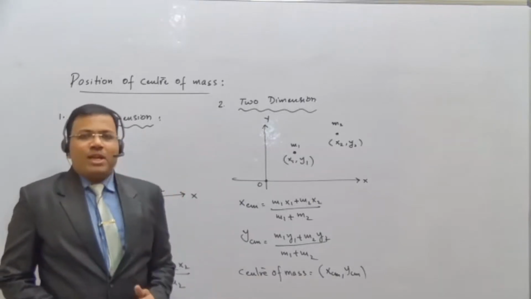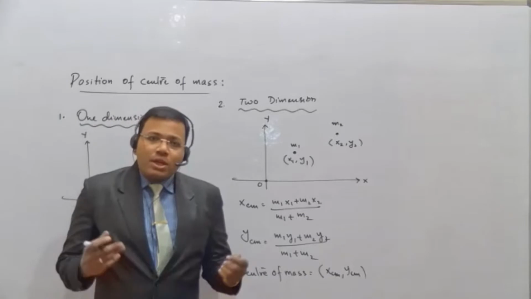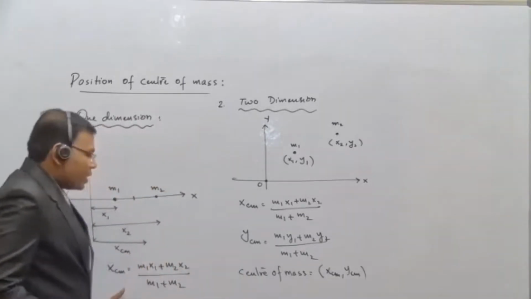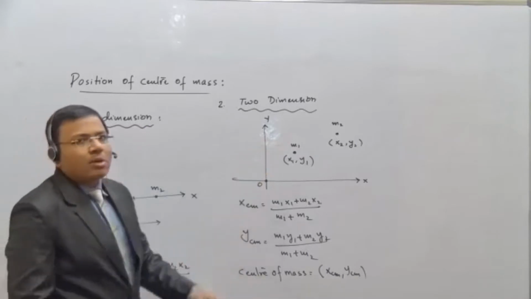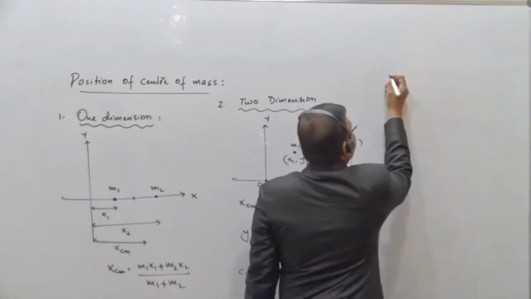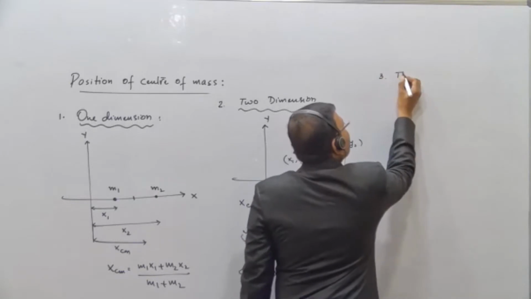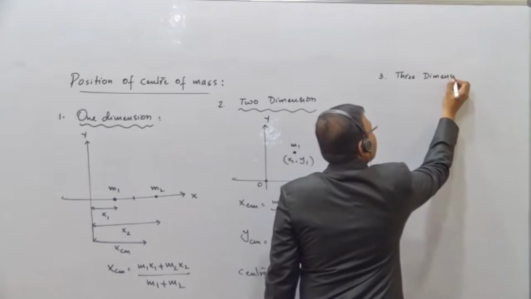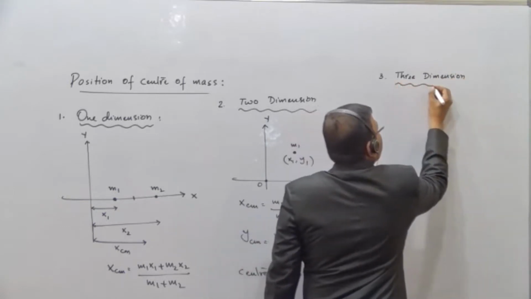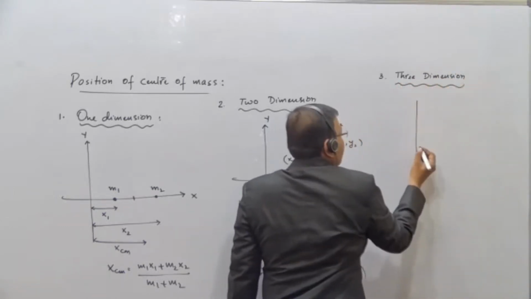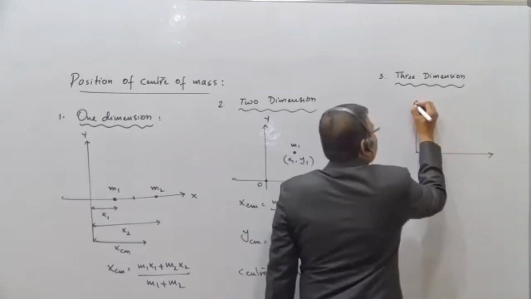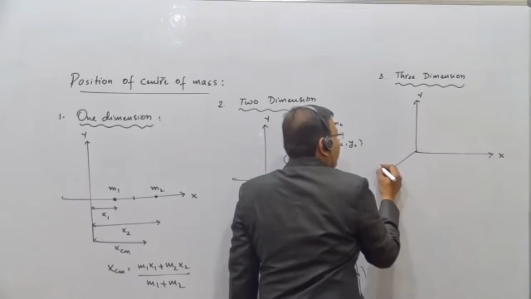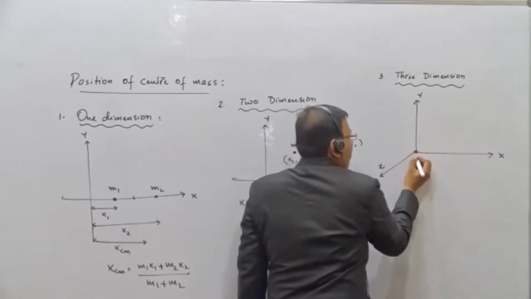Let us move to the 3 dimension. 3 dimension means you have to consider x axis, y axis as well as z axis. It's very simple because you have understood this, so the third part will be very easy for you. Now I'll go for the 3 dimension. For this 3 dimension, what I consider is this is x axis, this is y axis, and another axis I am considering, that is z axis. And of course, this is the origin.